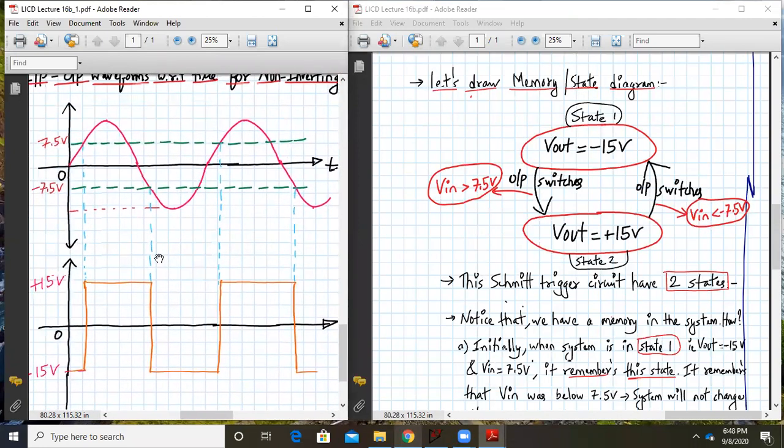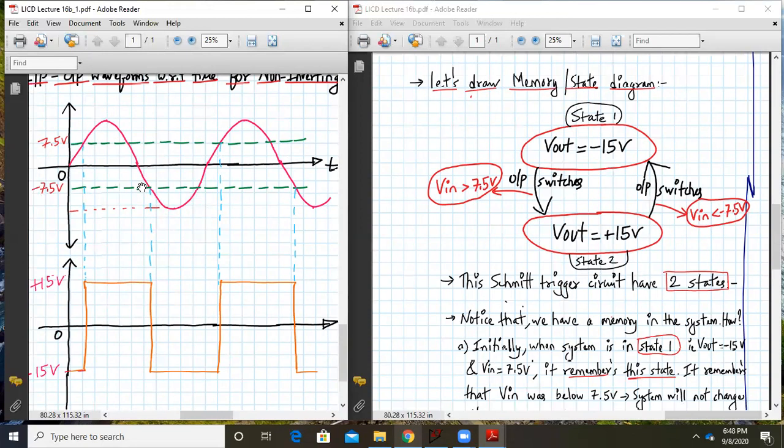First, let us concentrate over here. Okay, so we'll start. So V in is 0, output is at minus 15, correct? V in is less than 7.5, output stays at minus 15. As soon as V in becomes greater than 7.5, my output changes the state from minus 15 to plus 15 immediately. Now, output will stay at plus 15 until my V in falls below minus 7.5. So this is the lower triggering point. So whenever input becomes less than minus 7.5, my output state will change from plus 15 to minus 15.